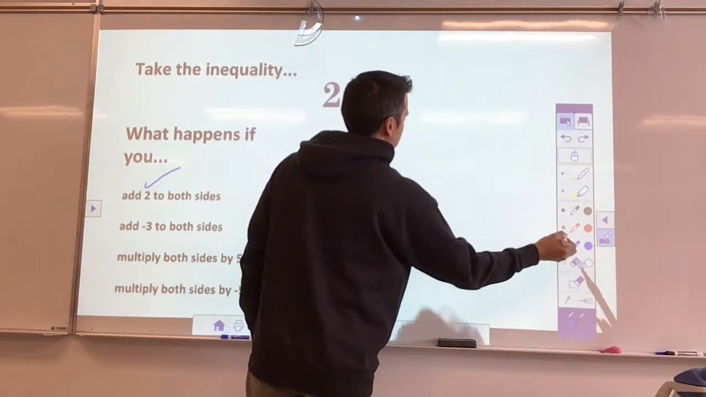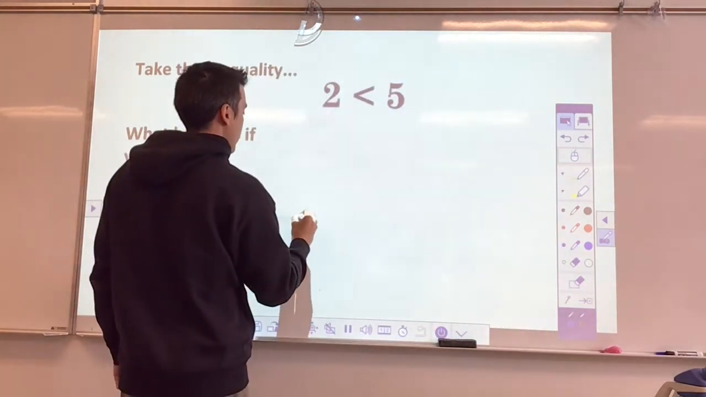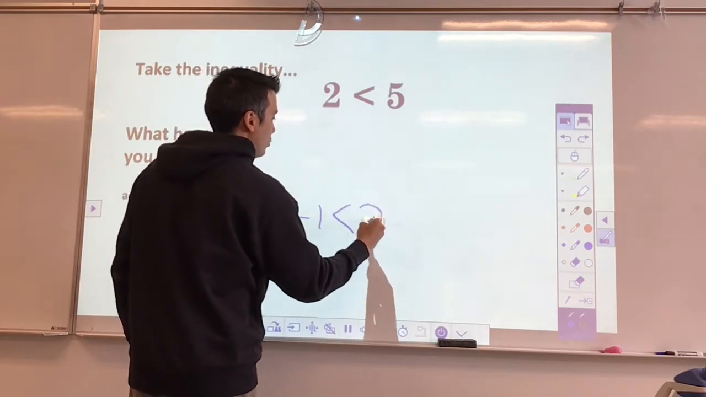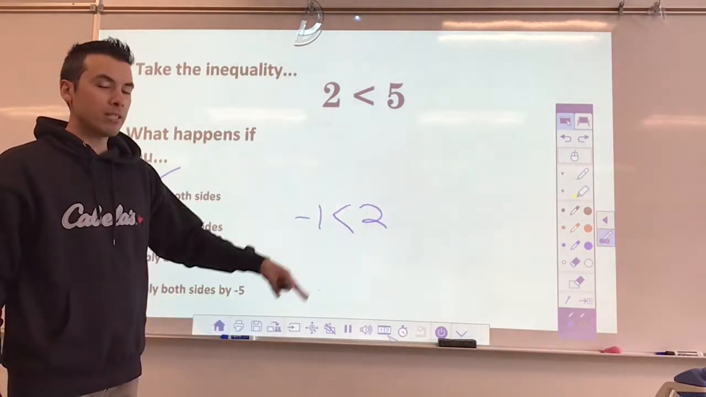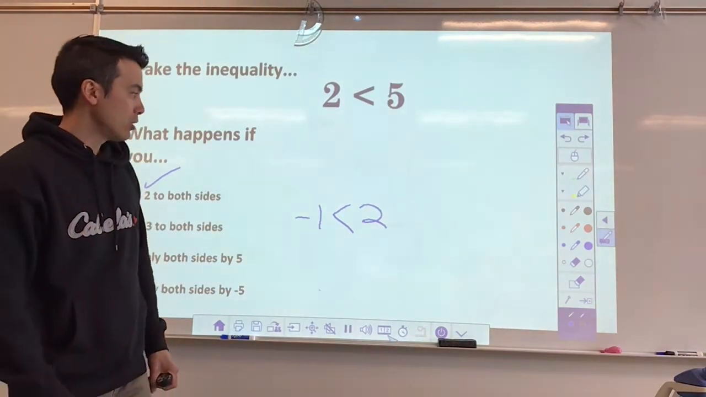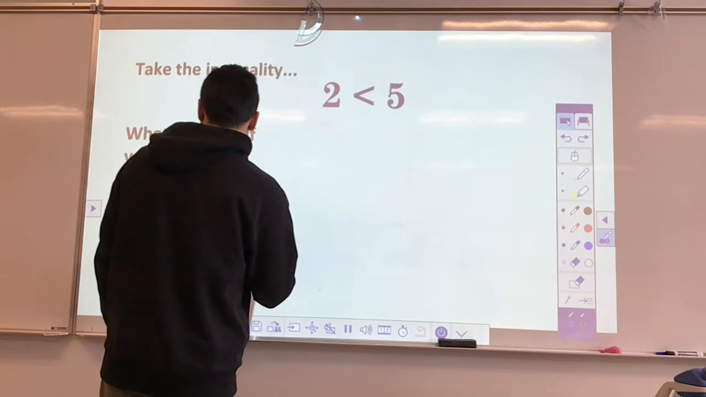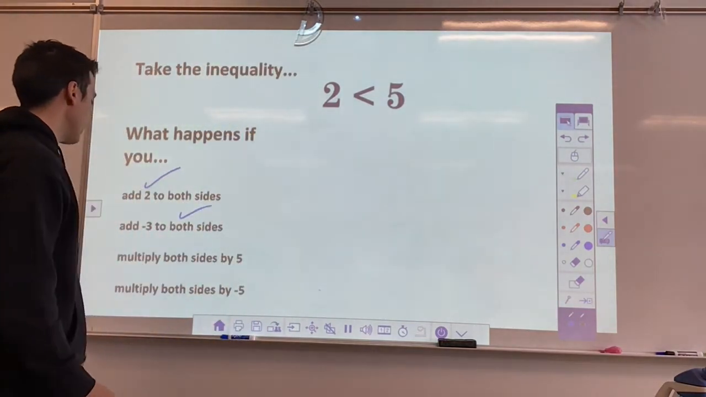If I take away 3 from both sides, I would get -1 is less than 2. Is -1 less than 2? Yeah, that still works. So there's no issues with adding a negative.